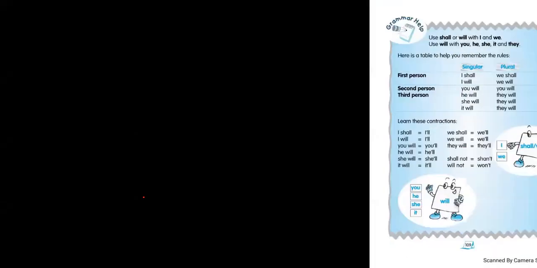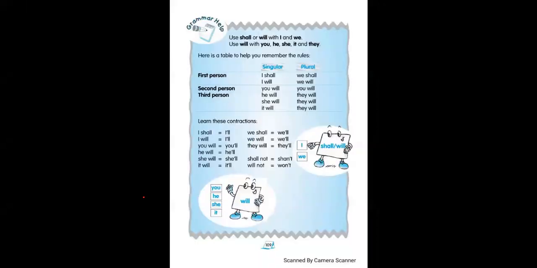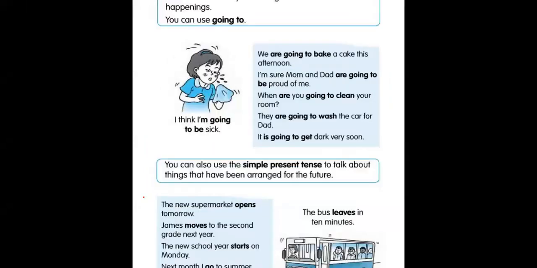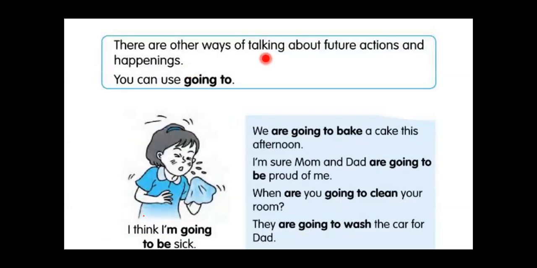Here, do you see in these sentences? Here we use shall and will, right? Now let's see over here. This is also future tense. What do we use here? There are other ways of talking about future actions and happenings. You can use going to. So this is also future tense. When you want to tell about the future, you can also use going to. This verb you can use.